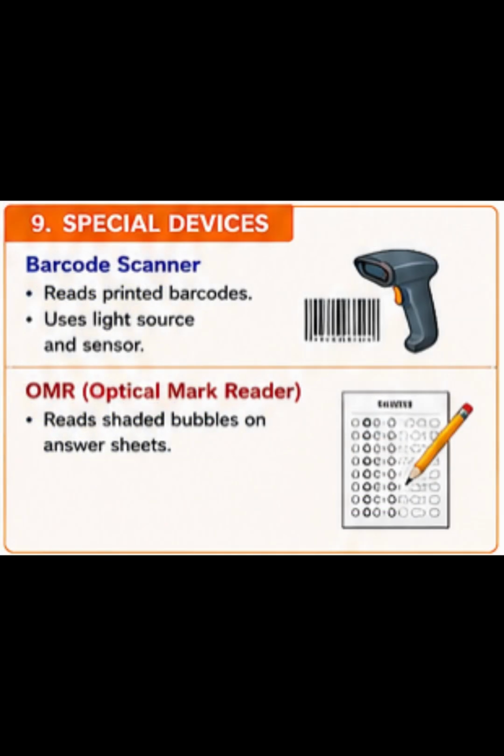Now let's look at Section 9, Special Devices. First, we have the barcode scanner. It reads the black and white printed stripes you see on products by using a built-in light source and sensor. Next up is the OMR, which stands for Optical Mark Reader. This clever device reads the shaded pencil bubbles on multiple choice answer sheets. In fact, an OMR machine is exactly what will be used to check your final Olympiad exam papers.